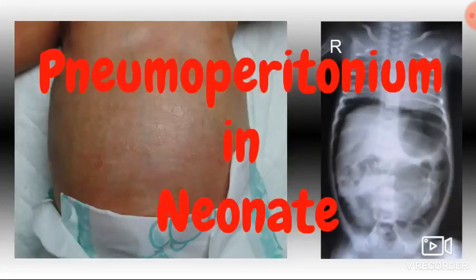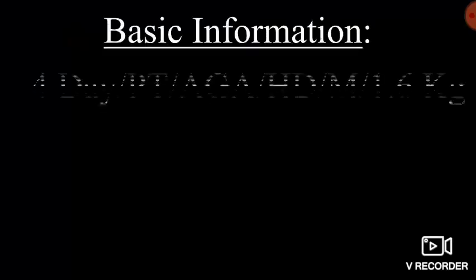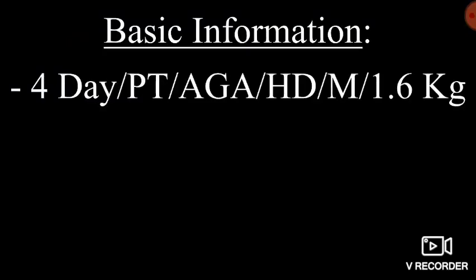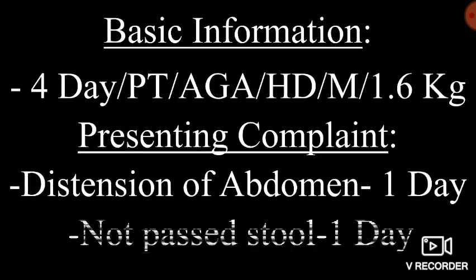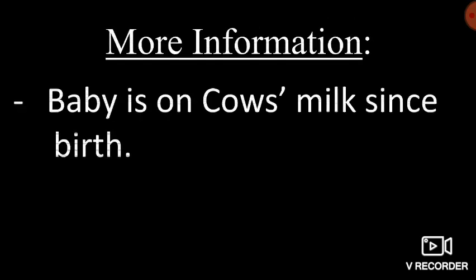In this clinical video, we will discuss a newborn with pneumoperitoneum. Okay, let's start. A 4-day-old preterm, appropriate for gestational age, home-delivered male baby weighing 1.6 kilos, presented with complaint of distension of abdomen since 1 day, not passed stool since 1 day, and refusal to feed since 1 day. Baby is on cow's milk since birth.